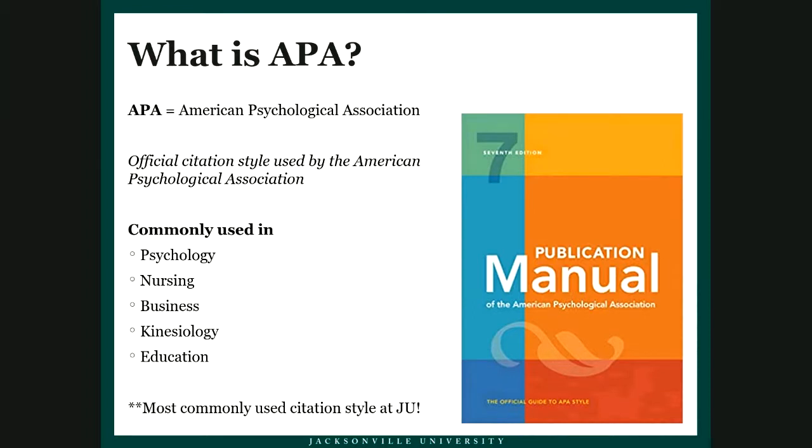It is the most commonly used citation style at JU. So if you're taking psychology, nursing, business, kinesiology, and education, those all primarily use APA style, but always follow your professor's guidelines. In the assignment, your professor will explain which citation style to use.